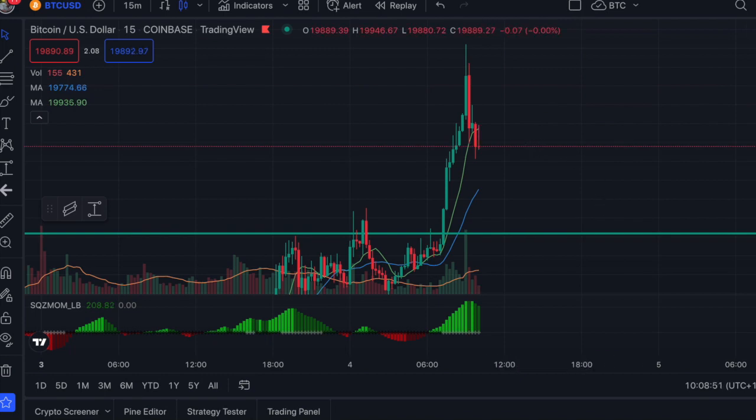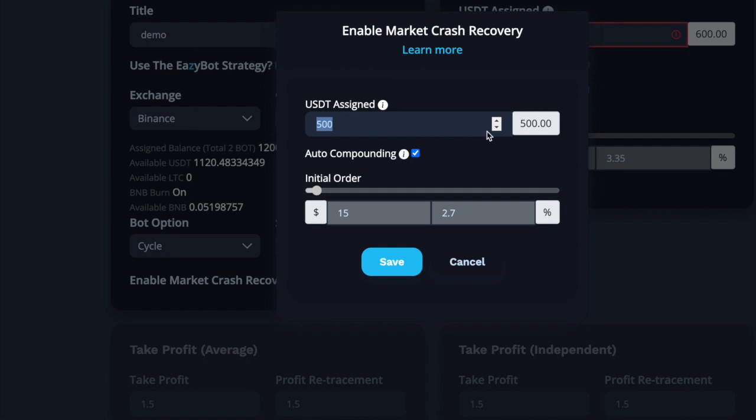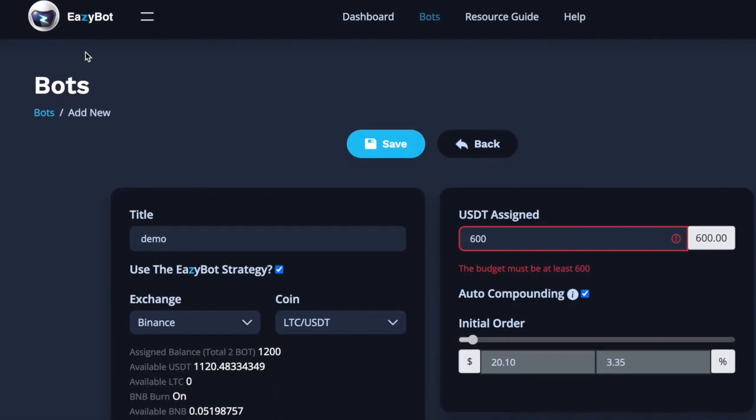Now, what it does when it makes those trades down at this recovery here, it puts 10% into your profit, into your USD balance inside your exchange. The other 90% it uses to bring down the dollar cost averaging of the price of your bot that's running, that's crashed. Let's go to a bot and show you.